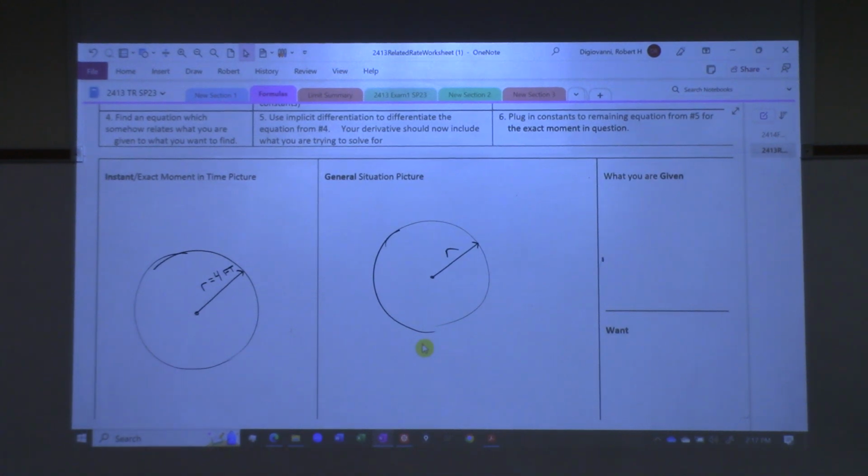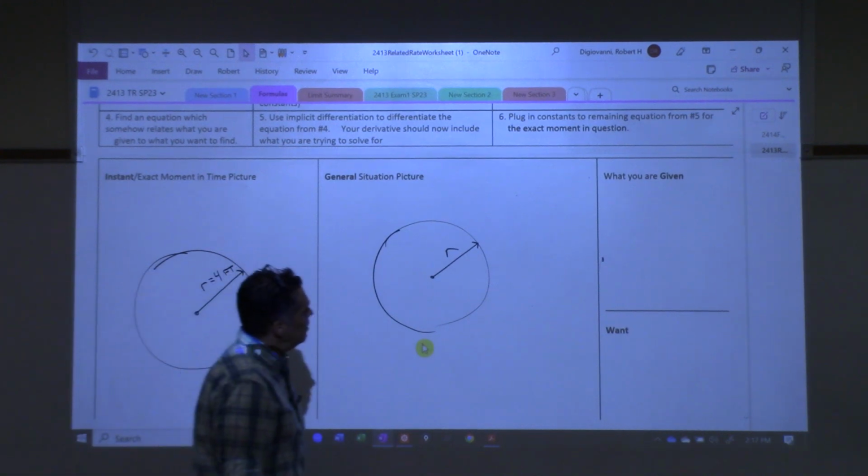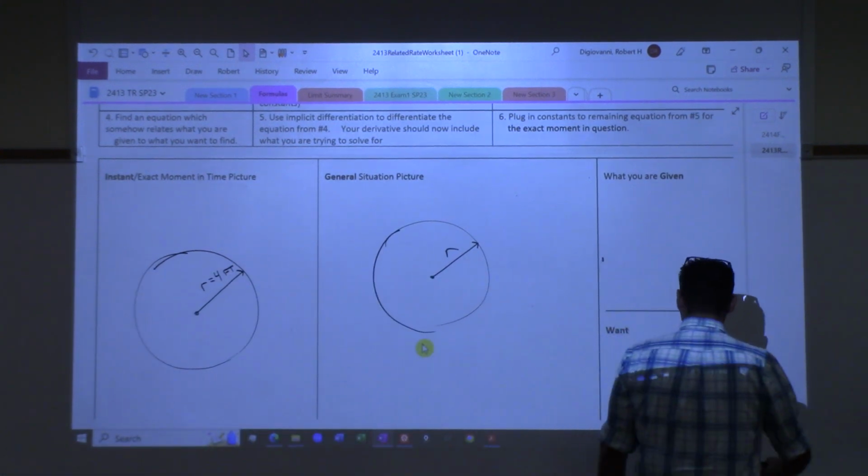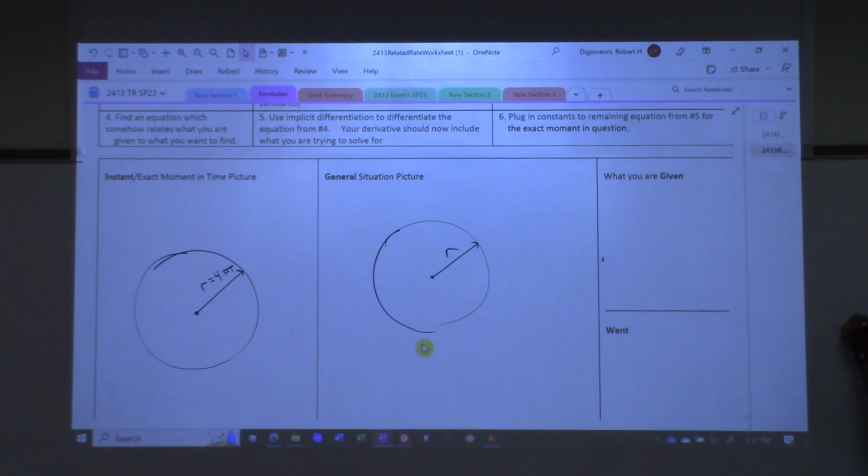All right, what are we given? I'm going to write down over here, 0.5 feet per second. Feet per second is a speed, and a speed is a derivative, right? This is the derivative of what, though? This is the speed of what? The radius. How do you know? It says it right there. The radius is growing. So isn't this the change in radius with respect to time?